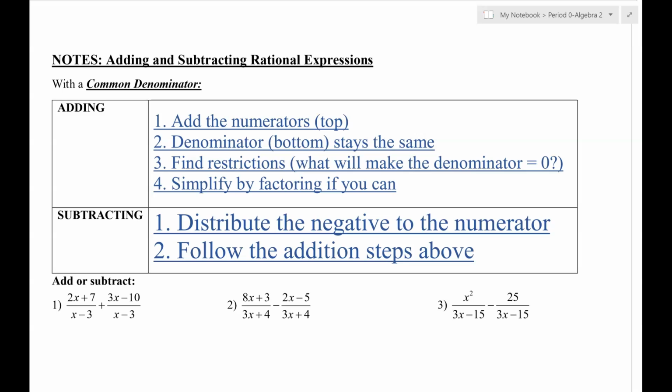So Sarah H, help us read number 1 under subtraction, please. Distribute the negatives to the numerator. Good. And then number 2, Anthony. Follow the addition steps above. Perfect. All right. Anybody need more time to copy the guidelines?